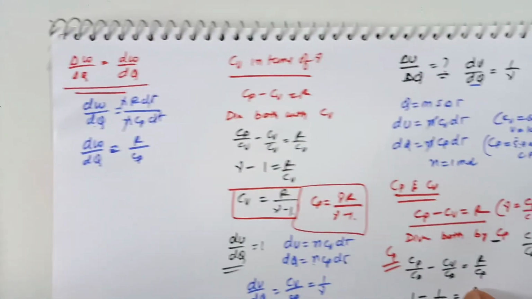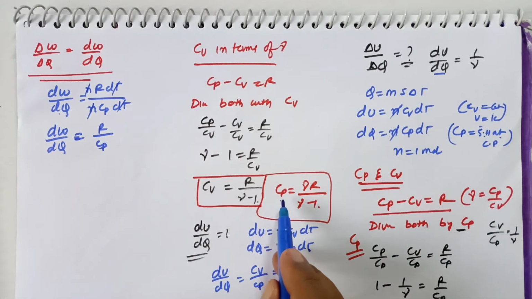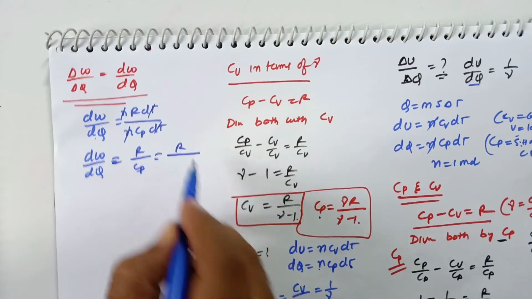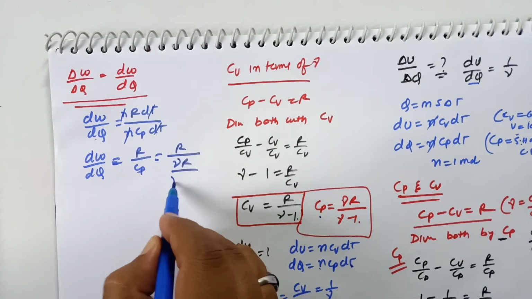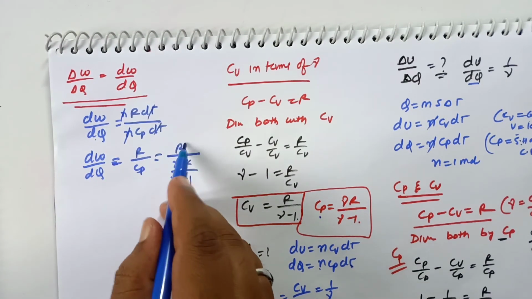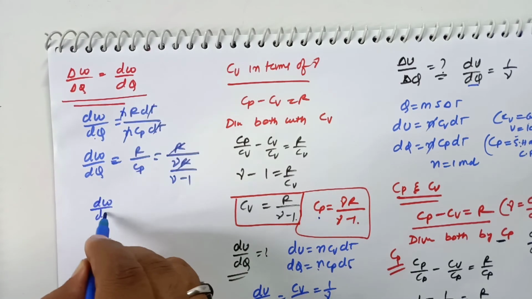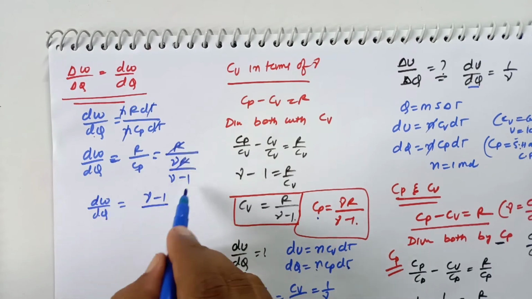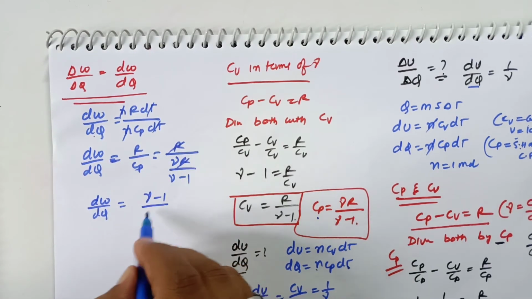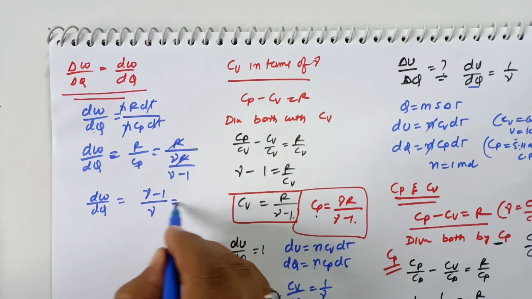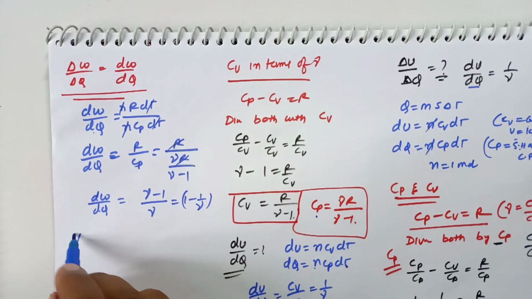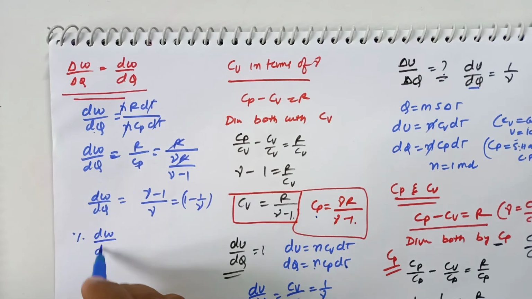Okay, R by Cp. But what is the value of Cp here? You just write here the value of Cp. That is gamma R by gamma minus 1. So R gets cancelled. So dW by dQ is equal to gamma minus 1 by gamma. Okay, so gamma minus 1 by gamma. This can also be written as 1 minus 1 by gamma. For example, he is asking us to find out percentage of dW by dQ.